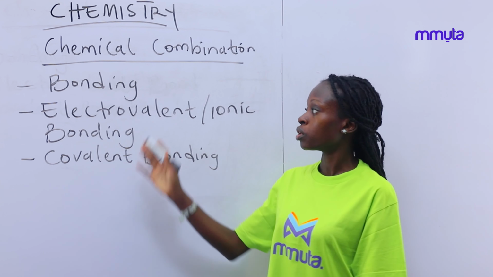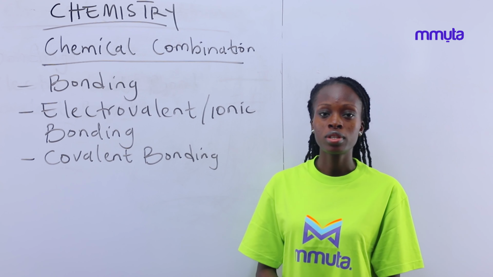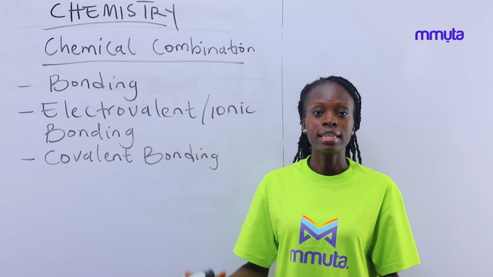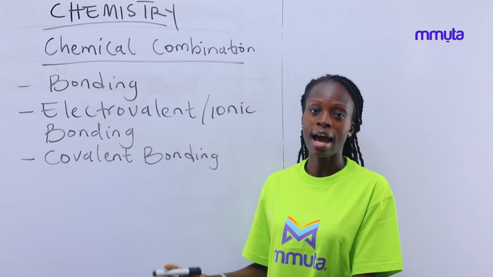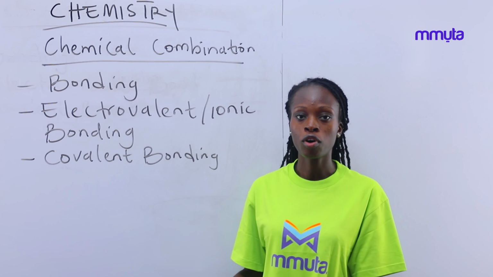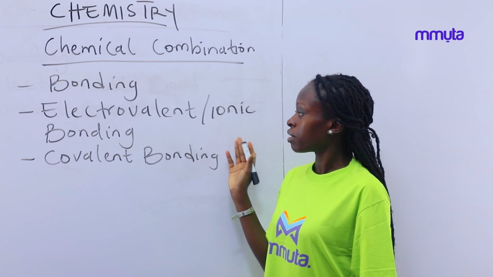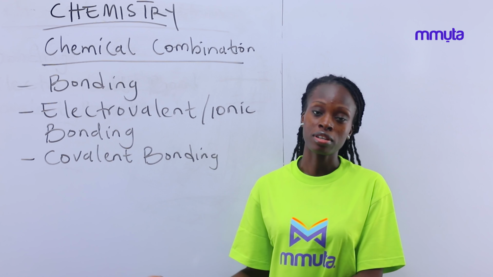Now, first of all, bonding. Bonding put in simple terms can be described as the force of attraction that joins two or more atoms together to form a chemical compound. Now, looking at electrovalent or ionic bonding, I'm going to break it down to be very simple.